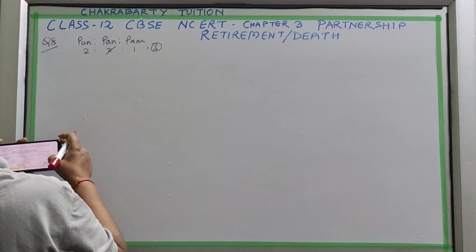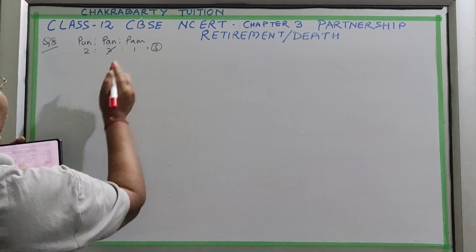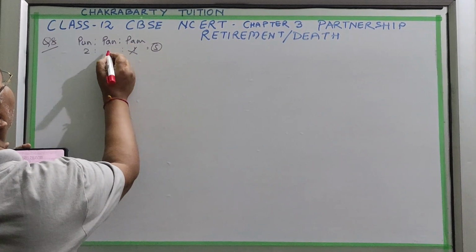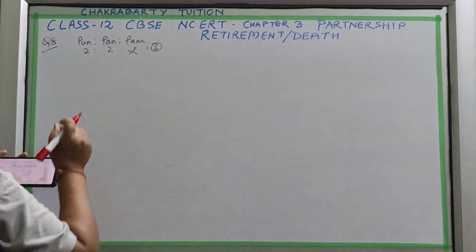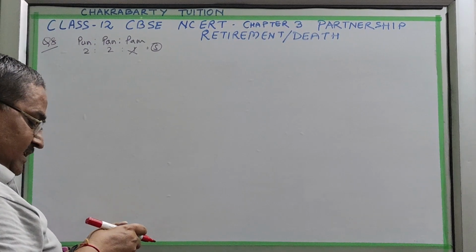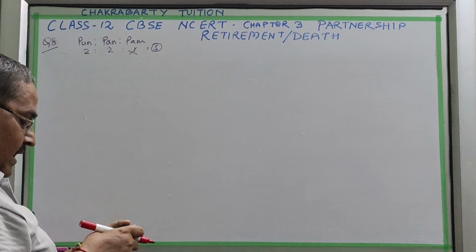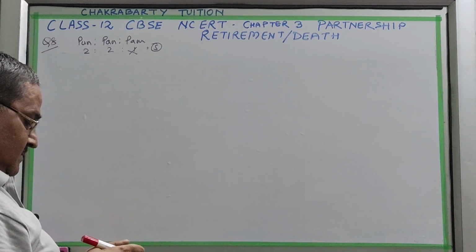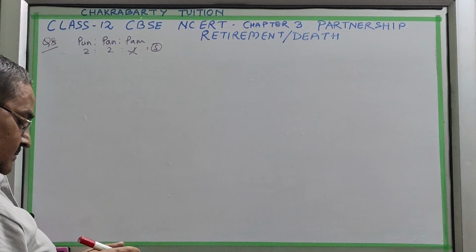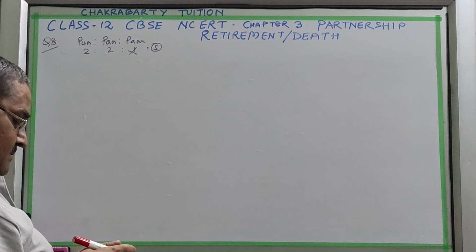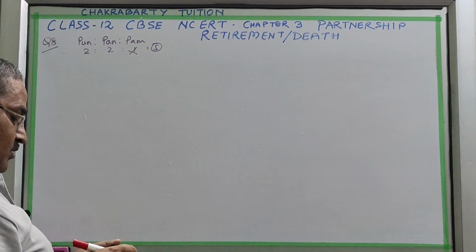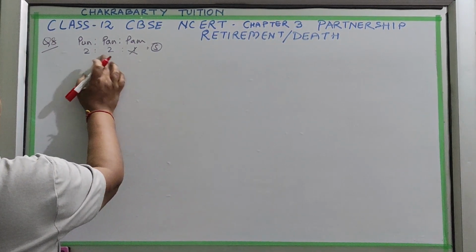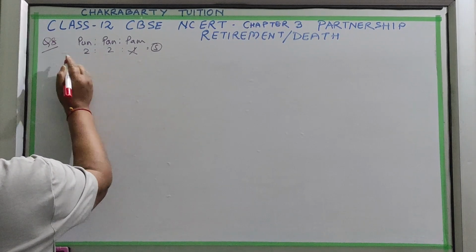Pammi died, and the partner sharing is 2:2. This person dies. So by default it will be equal. But in the question we will see whether anything is given about the new ratio or not. New ratio is not given. So if new ratio is not given, then this will be their new ratio.